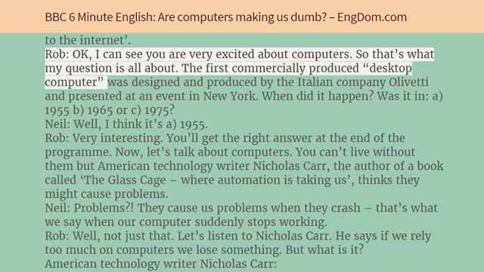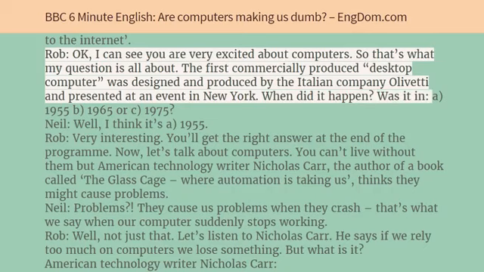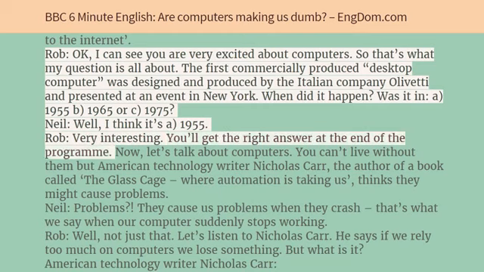The first commercially produced desktop computer was designed and produced by the Italian company Olivetti and presented at an event in New York. When did it happen? Was it in A. 1955, B. 1965, or C. 1975? Well, I think it's A. 1955. Very interesting. You'll get the right answer at the end of the programme.